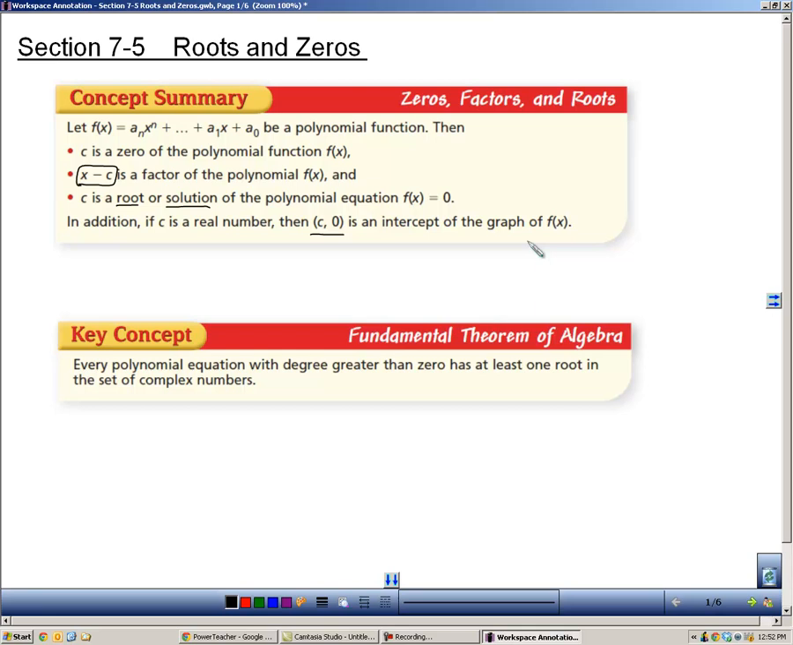Down here you see the key concept, which gives us the fundamental theorem of algebra. And that says when you have a polynomial equation that has a degree greater than 0, then it has to have at least one root that's at least a complex number. More often than not, it'll be a number that's not complex, but at least it has to be a complex number.